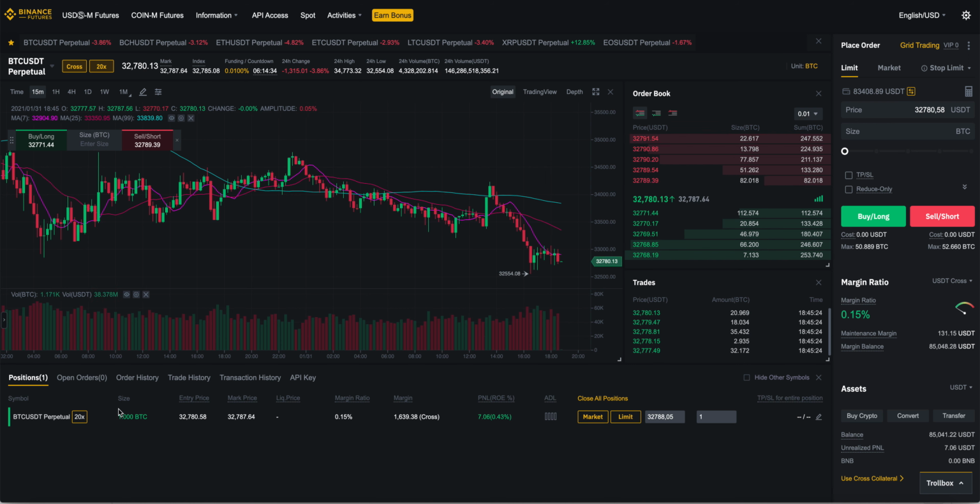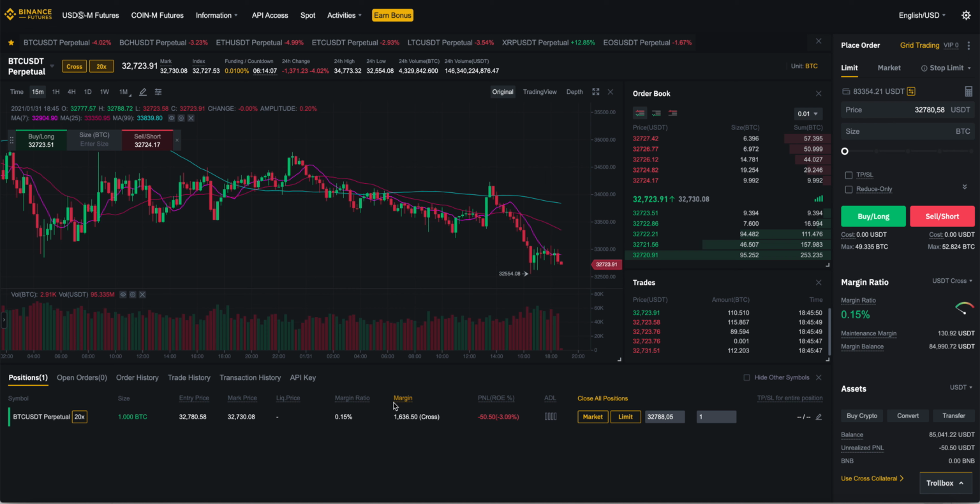So I can see here my sides. This is my current position. This is what I'm losing right now. This is the margin ratio I'm using. Currently it's locked at like 0.15% of my account, really a few.